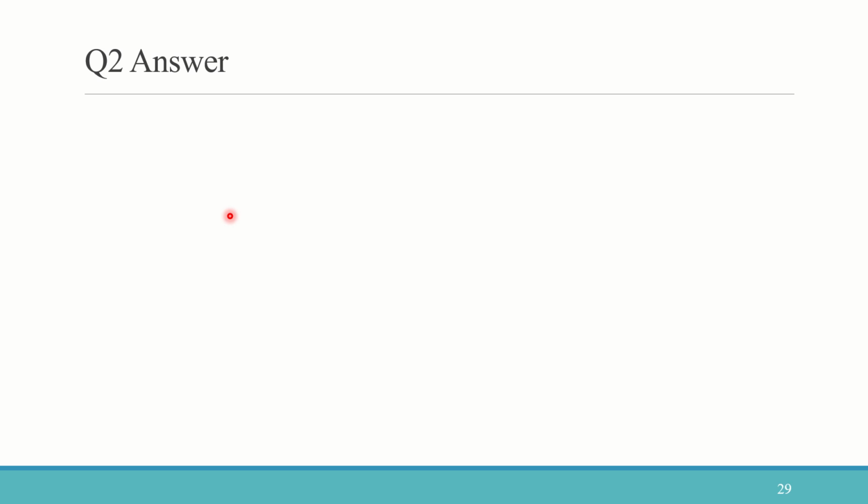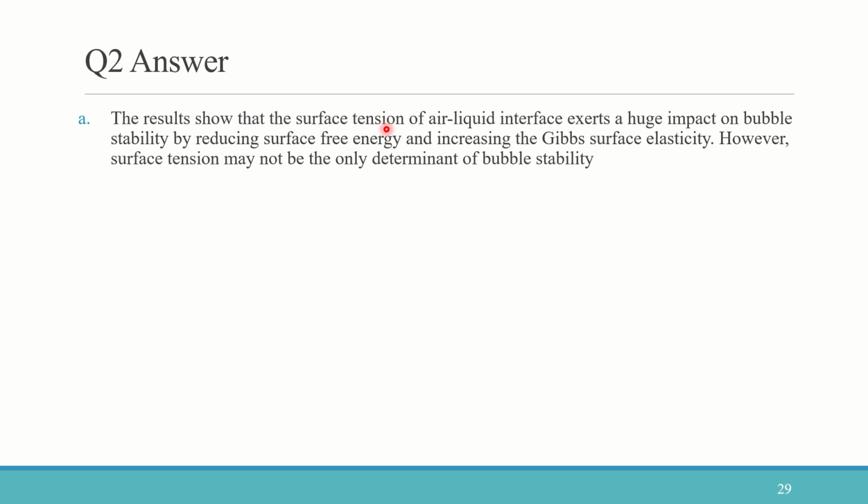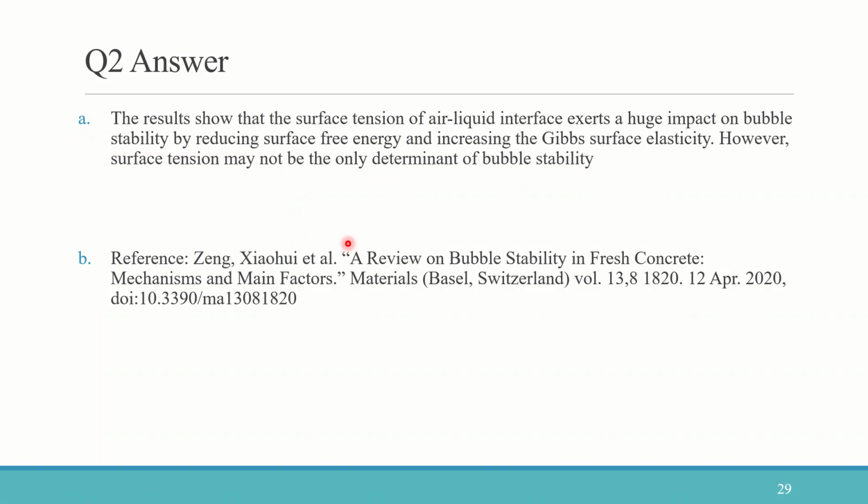We'll go to question 3. Okay, back to question 2, we have some results that show that surface tension of the air-liquid interface exerts a huge impact on bubble stability by reducing the surface free energy and increasing Gibbs surface elasticity. However, surface tension may not be the only determinant of bubble stability. This line is taken from the reference, a review on bubble stability in fresh concrete: mechanisms and main factors. So surface tension has a huge impact on bubble stability by reducing the surface free energy and increasing the Gibbs surface elasticity so that the bubble remains stable. But surface tension is not the only determinant of bubble stability.